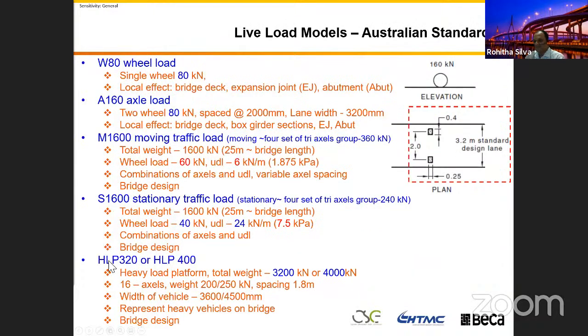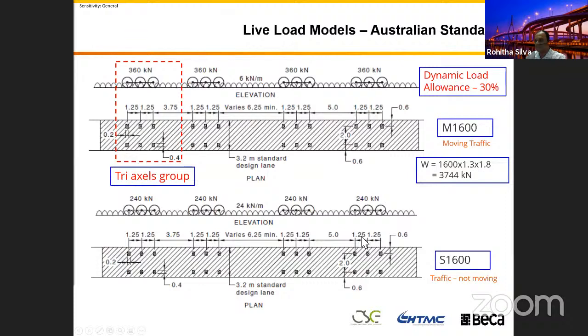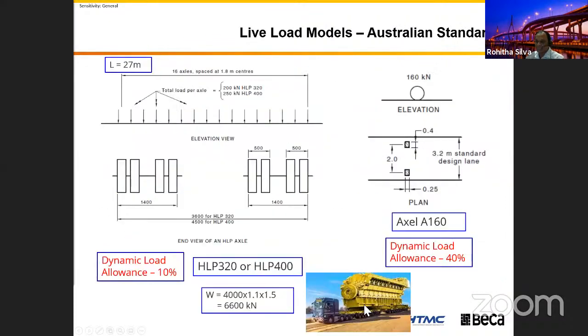So the other one is HLP 320 and HLP 400. Sounds very different. HLP means heavy load platform. The total weight is 3,200 kilonewton and 4,000 kilonewton, right? So we cater this one for a special vehicle, a heavy vehicle. If you go to this slide, you can see this one. If you want your bridge to take this one across, you need to design the bridge for one of these loads.